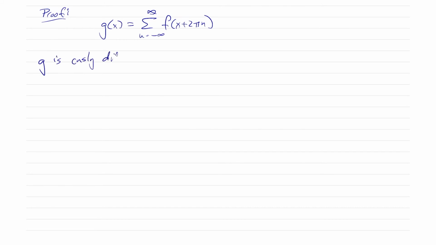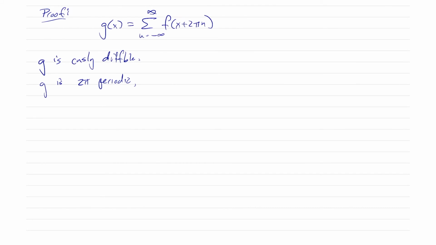Okay, so then let's go ahead and take a look at the proof. So we're going to talk about this function g of x, which is equal to the sum n equals minus infinity to infinity of f of x plus 2 pi n. All right, so we know that this sum converges, and we know that actually the derivative converges as well. And so therefore we can say that g is continuously differentiable. And by what we showed earlier, and I should also say g is 2 pi periodic.